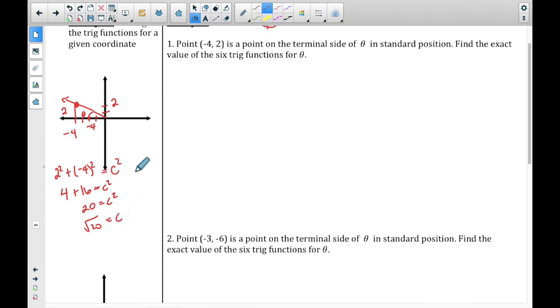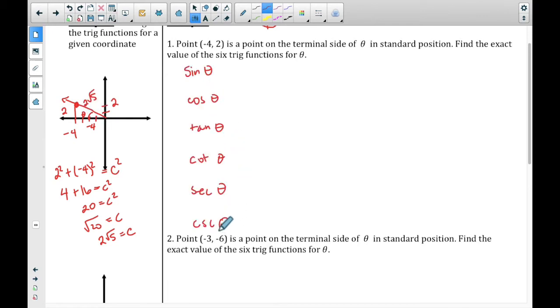Okay, so if I do the Pythagorean theorem, I need to find my hypotenuse. And my hypotenuse is from the Pythagorean theorem. I get the square root of 20, which goes down to 2 radical 5 is my hypotenuse. I'm going to go ahead and write that in here.